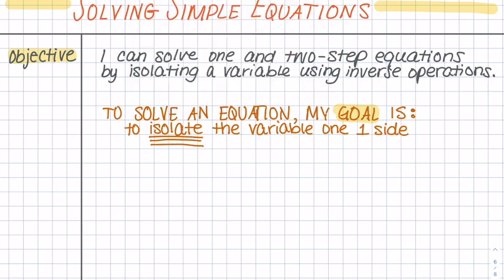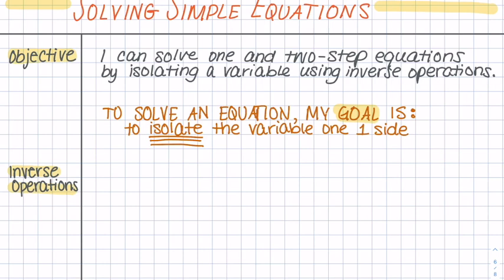So we know how to solve, right? It's by isolating the variable. But how do we isolate the variable? And in our objective, it says that we use something called inverse operations. So let's just make sure we are aware of what our inverse operations are. Okay? So inverse operations just means opposite. They're operations where if I do the opposite, I can kind of cancel something out.